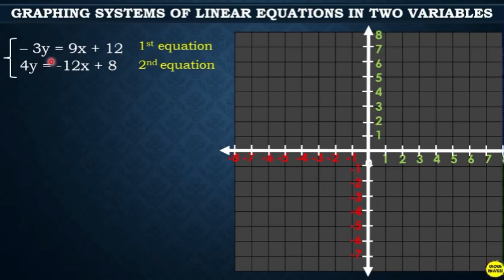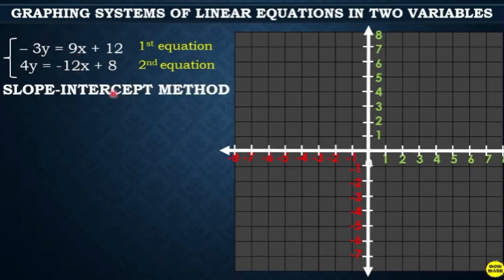Kapag ang system mo ay nakasulat into standard form, then para sa akin mas madali na intercept method ang gamitin mo to solve for the systems. Okay? Pero kapag ganito na naka-slope intercept form siya, then I will be using slope intercept method. So, yun na po ang gagamitin ko kasi nakaayos na siya sa slope intercept form eh. So, I'll be using the slope intercept method. Okay? So, paano ba ang slope intercept method?